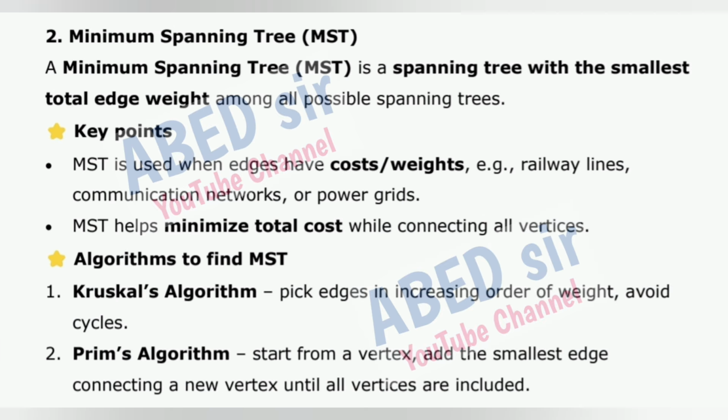2. Minimum spanning tree, MST. A minimum spanning tree, MST, is a spanning tree with the smallest total edge weight among all possible spanning trees. Key points. MST is used when edges have costs or weights, for example railway lines, communication networks, or power grids. MST helps minimize total cost while connecting all vertices.